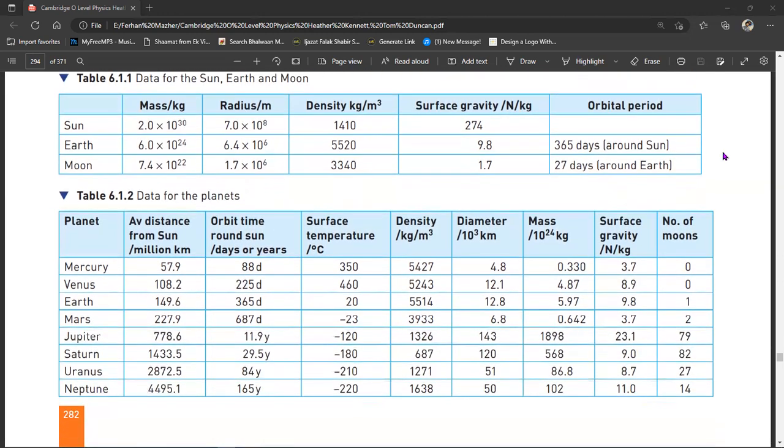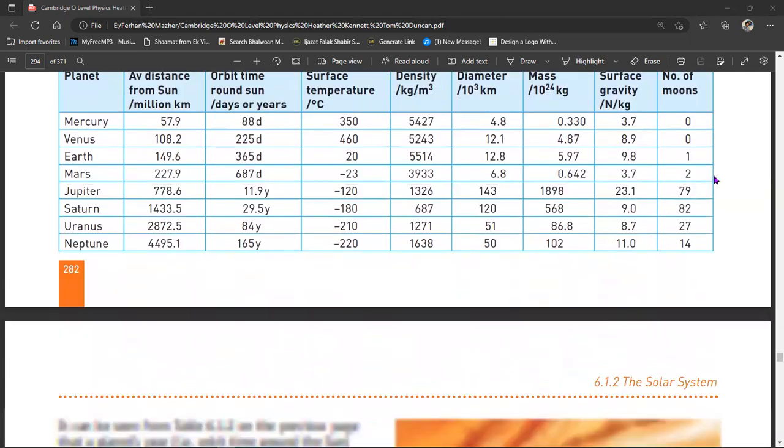So on your screen, the two tables are showing up. One table 6.1.1 is the data for the sun, earth, and the moon. The second table is data for the planets. So you can pause the video if you want to read this very important, very informative table, both of them, and you can take your time with these tables.